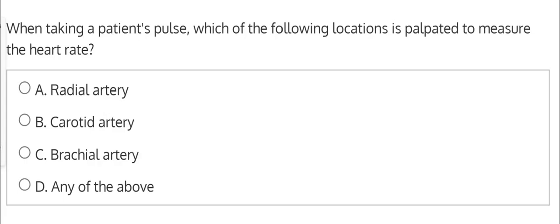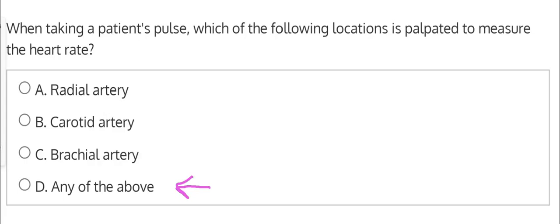When taking a patient's pulse, which of the following locations is palpated to measure the heart rate? So something to keep in mind with this question is if you glance at it quickly, you might notice that all of the above or any of the above is an option, meaning that when we look through the choices, we just want to know, is it an option to palpate for a pulse or is it not?